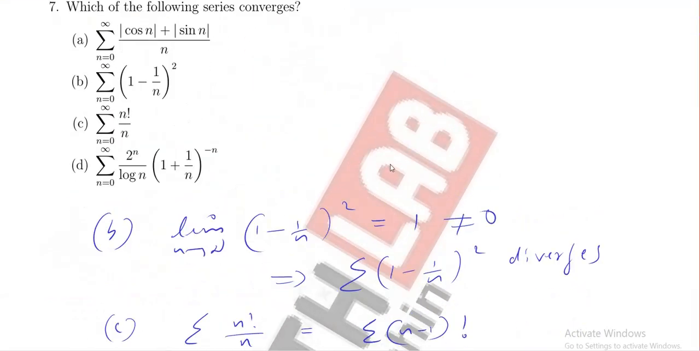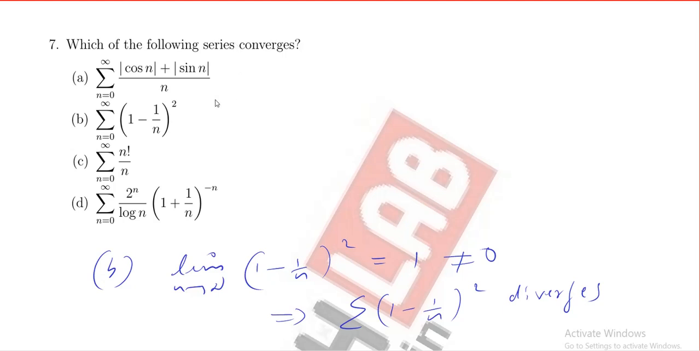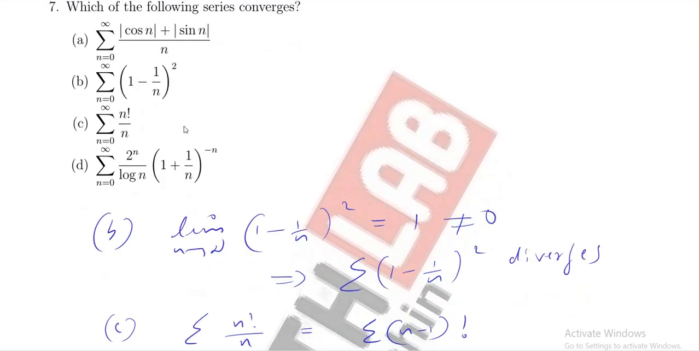Now, question number 7. Four series are given. We need to check which one converges and which one diverges. Look at the second one first. Option B, sigma of 1 minus 1 by n, all the whole square. There we apply the divergence test. Just take the limit of the nth term. So limit n tends to infinity of 1 minus 1 by n the whole square. As n tends to infinity, 1 by n goes to 0, and the answer is 1, and that's not equal to 0. So the nth term does not go to 0. Therefore, definitely the series diverges. So the second option is not right.